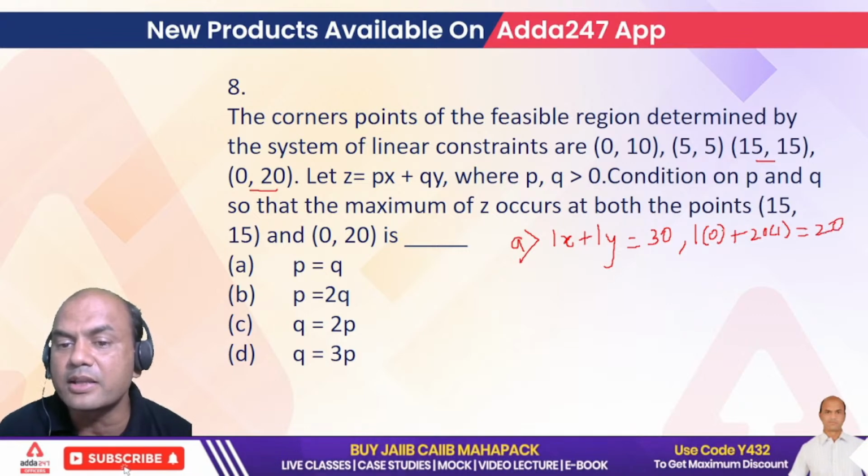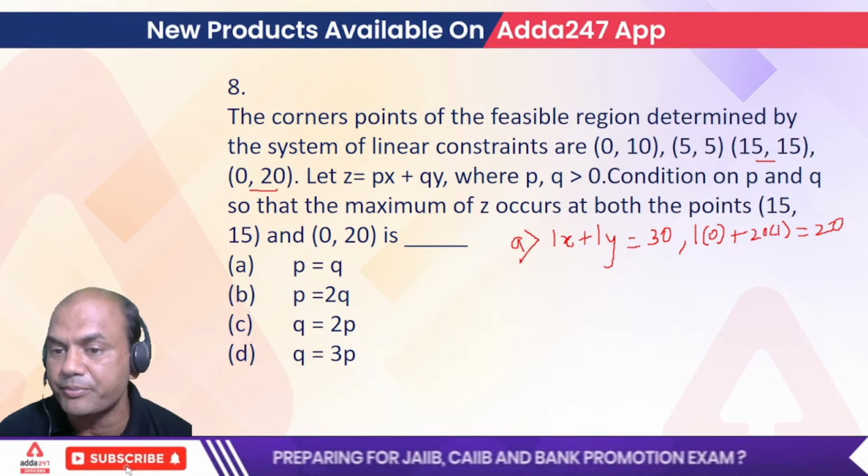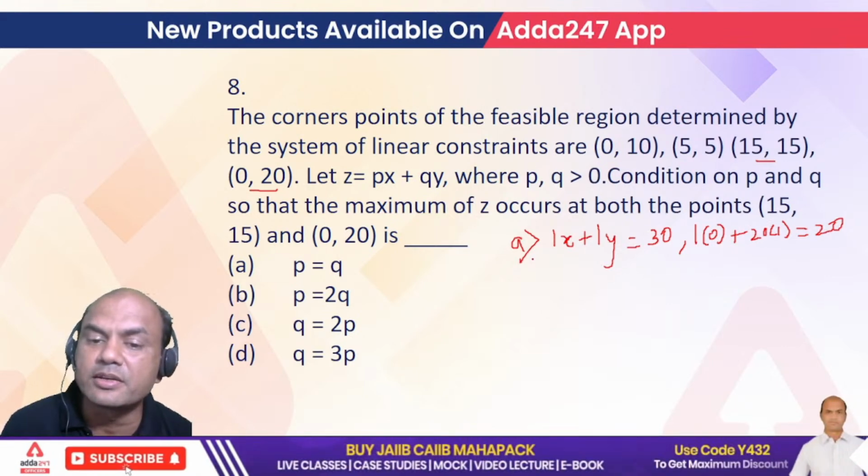So we are not getting the maximum value at both. We must get this maximum value, both the values should be same. That's what the question is. Okay, both the values should be same. Let's see, A is done. B.